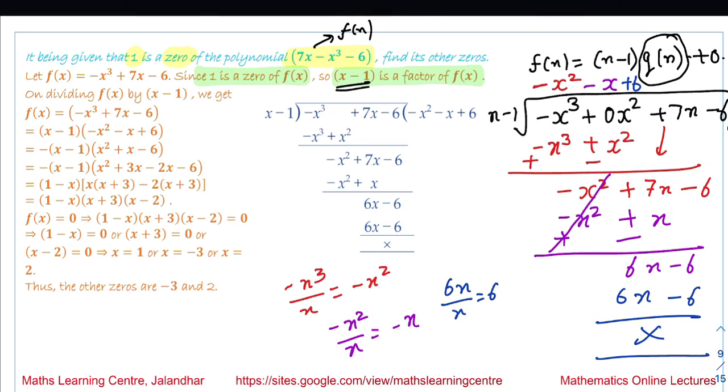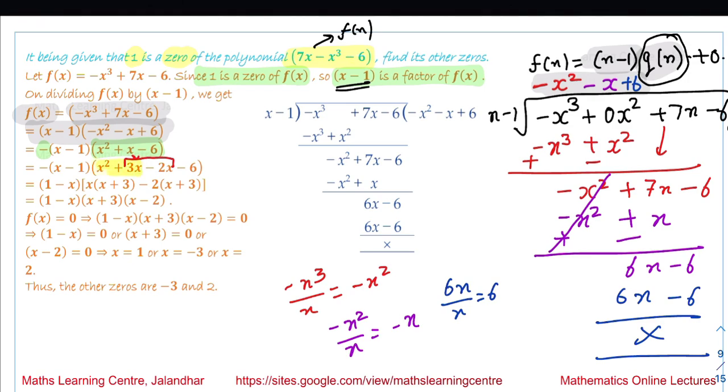So we are saying that fx is equal to x minus 1 into qx. Qx is minus of x square minus x plus 6. Now in the next step we have taken this minus sign common, and this becomes x square plus x minus 6. Now by splitting the middle term, in place of x we are writing it is 3x minus 2x.